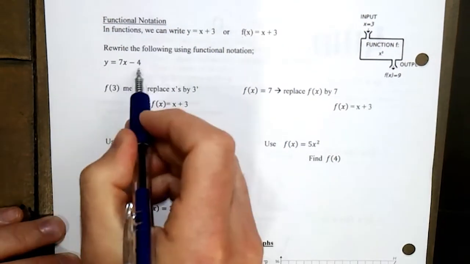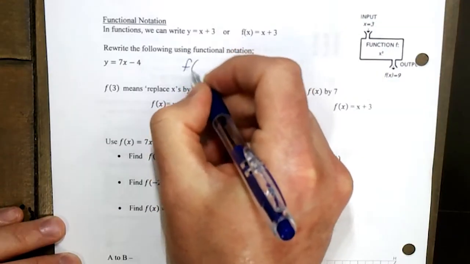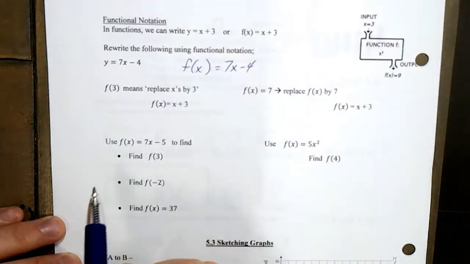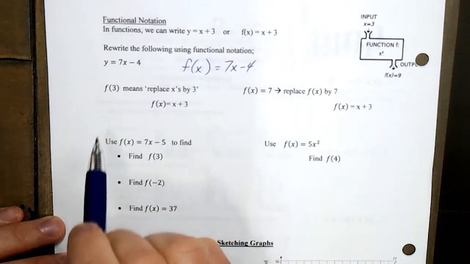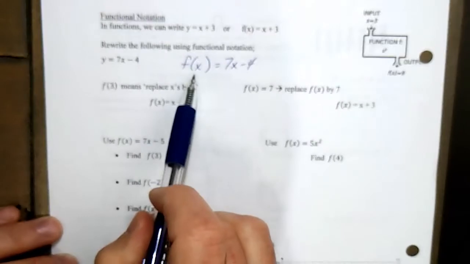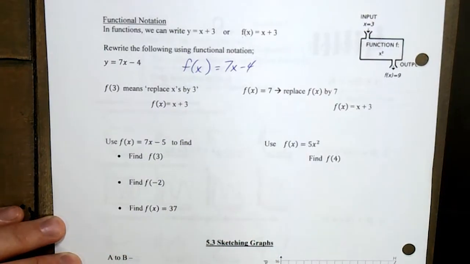If I've got this as my equation, I'm going to rewrite it with an f bracket x bracket. That's all I have to do. It's the same thing. You can go back if you prefer this. You can use it. But this is just another way to look at an equation.